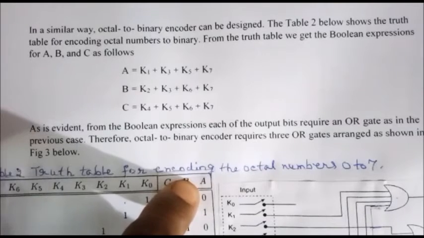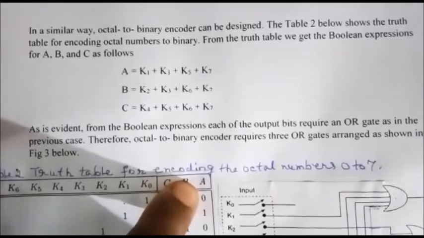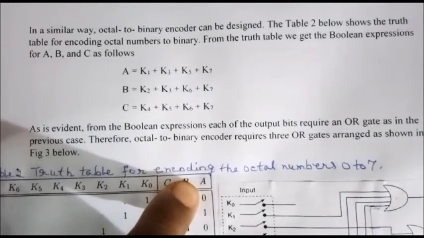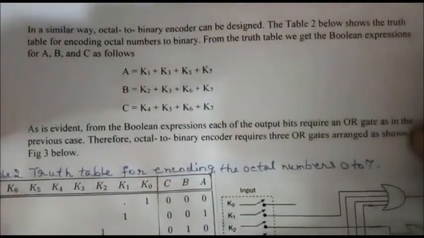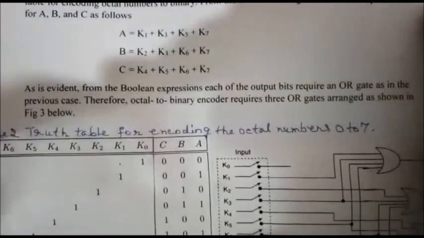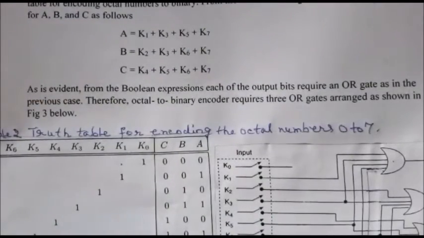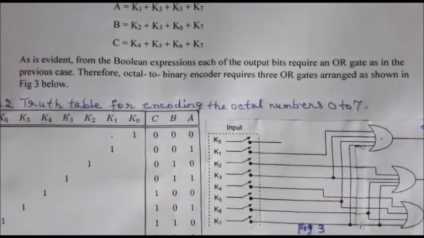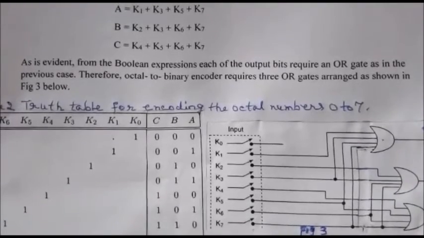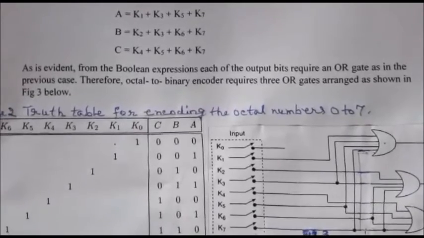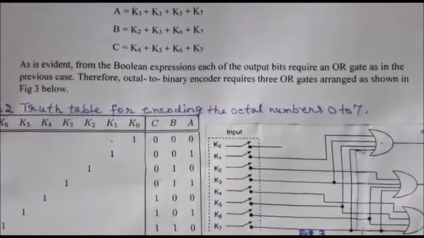The table 2 below shows the truth table for encoding octal numbers to binary. From the truth table, we again get the Boolean expressions for A, B and C as follows, which can be verified from the truth table. A is equal to K1 plus K3 plus K5 plus K7. Then B is equal to K2 plus K3 plus K6 plus K7. And C is equal to K4 plus K5 plus K6 plus K7.